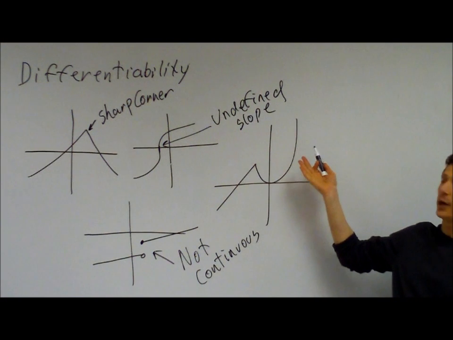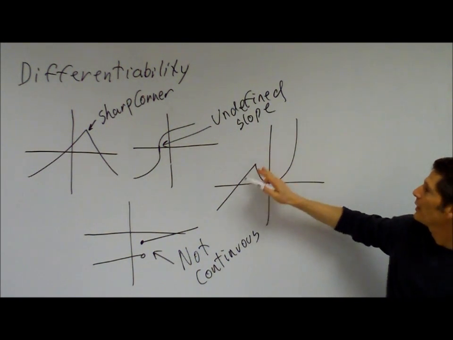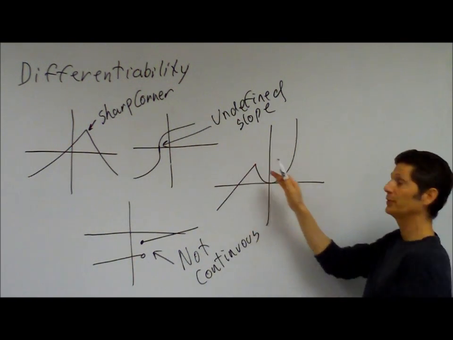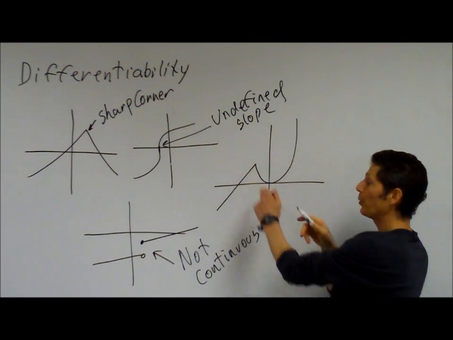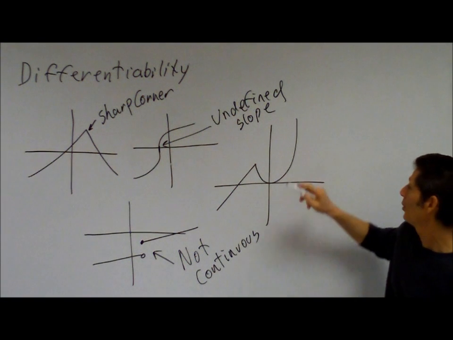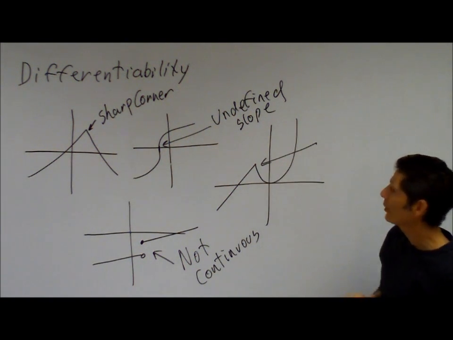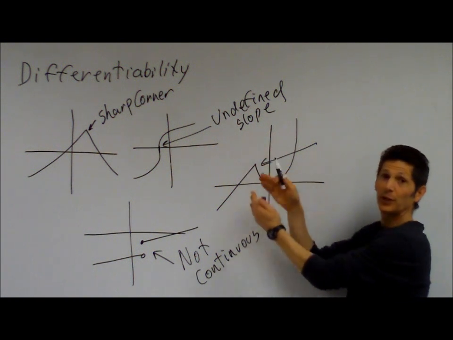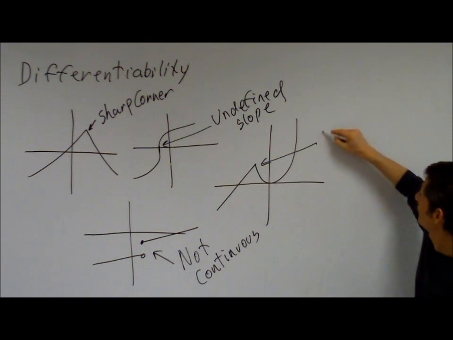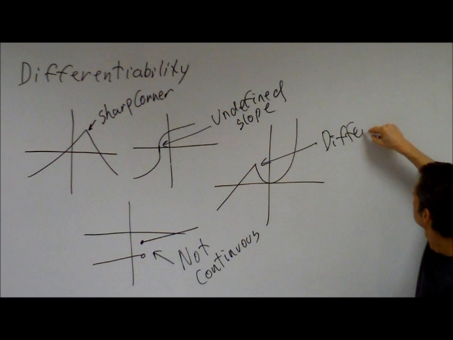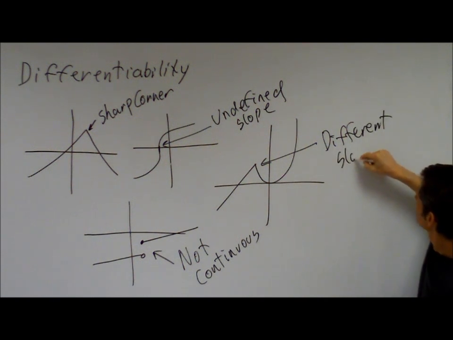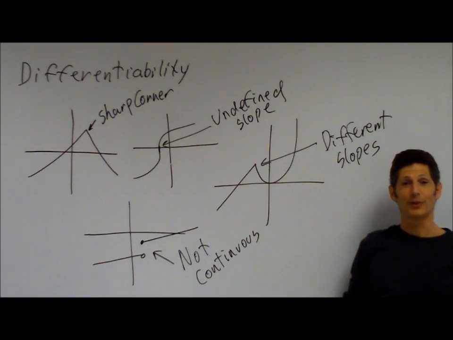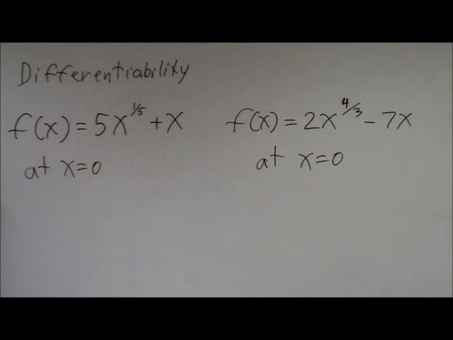And here's another piecewise function, and it's really the sharp corner case again. You can see the two pieces of the piecewise function are meeting at this point right here, but they have different slopes. So I could say sharp corner, or I could say as the two pieces meet in a piecewise function, they have different slopes than each other. And those are the basic cases of non-differentiability.